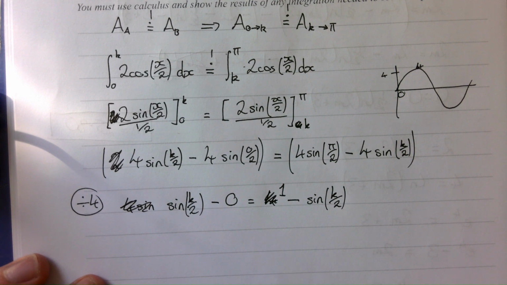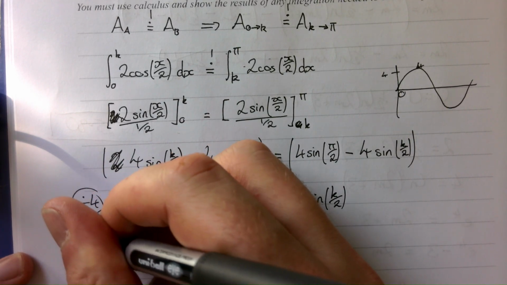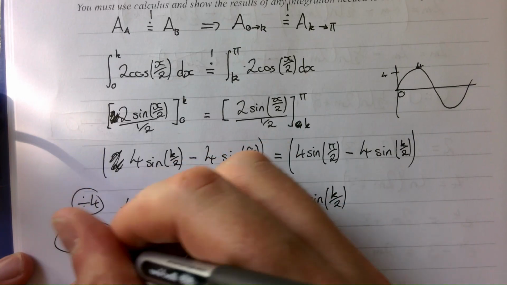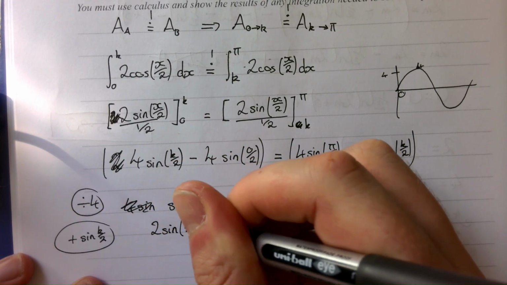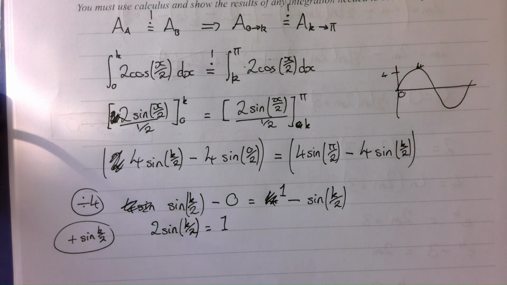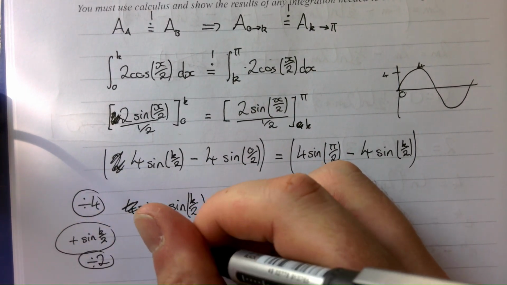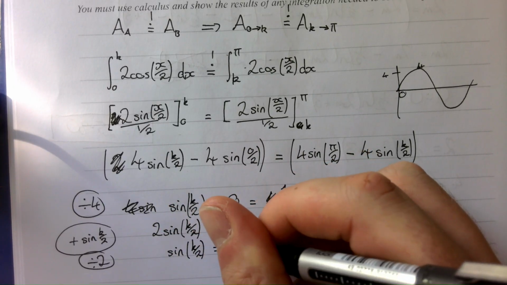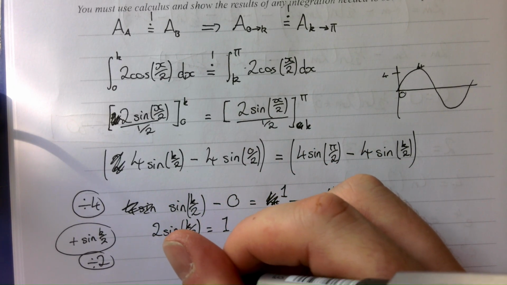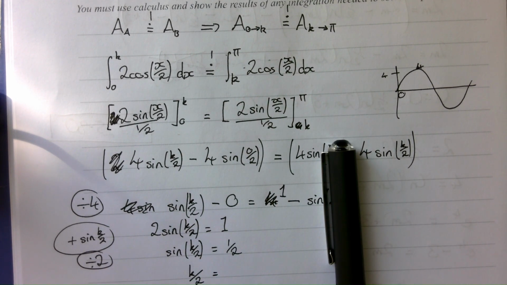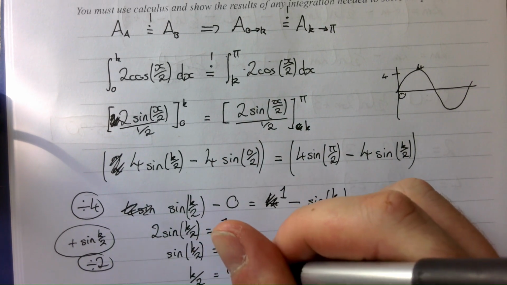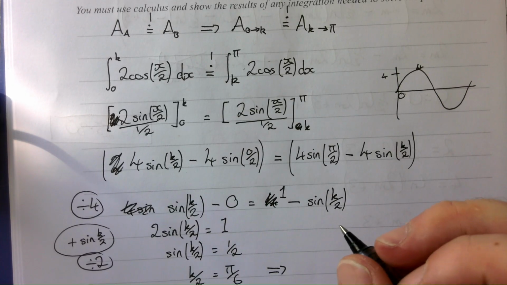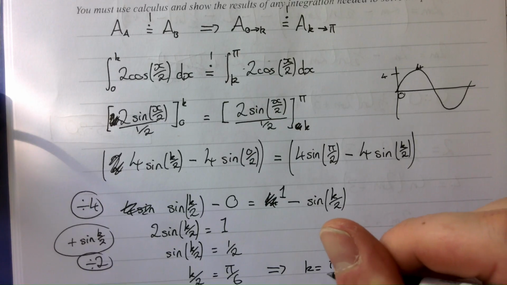Therefore, I can bring this sine term over onto the other side. If I add sine k over 2 to both sides, I get 2 sine k over 2 is equal to 1. Now, don't panic and go looking for any trig identities. Because it's just equal to 1, I can divide by 2. So sine of k over 2 is equal to a half. Therefore, k over 2 is equal to sine minus 1 of 0.5, which gives me pi over 6 radians. Therefore, k is equal to pi over 3.